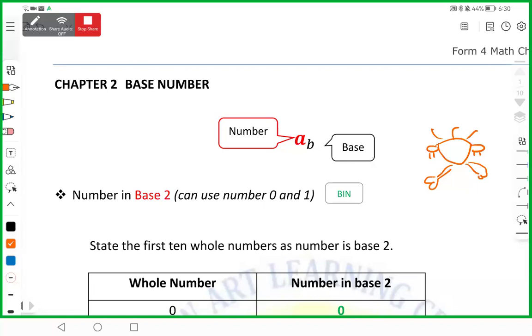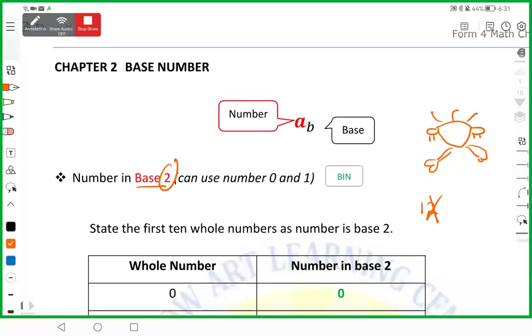Imagine. So base number in base 2. Base 2 means we only have 2 digits. Which 2 digits? 0 and 1. Start from 0, 0 and 1. So you won't see the digit 2 in base 2. Never. In base 2, you won't see 2. In base 3, you won't see 3. Got the idea? You only have 2 numbers: 0, 1, 0, 1, 0, 1.